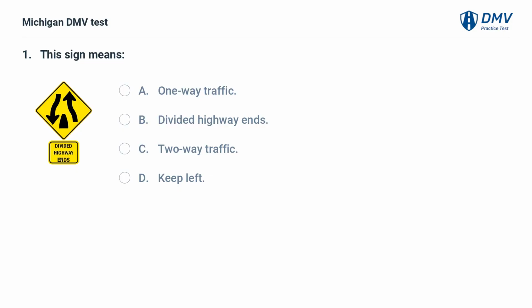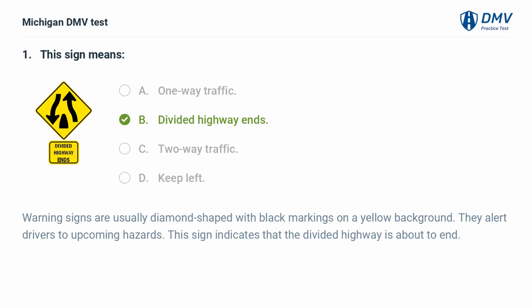This sign means A. One-way traffic. B. Divided highway ends. C. Two-way traffic. D. Keep left. B. Divided highway ends.